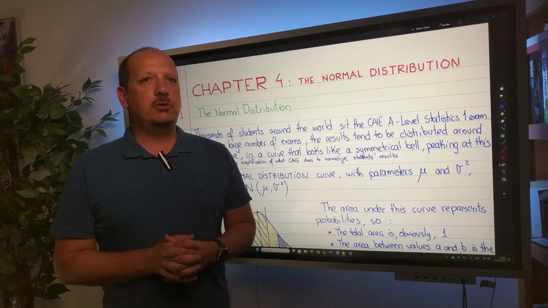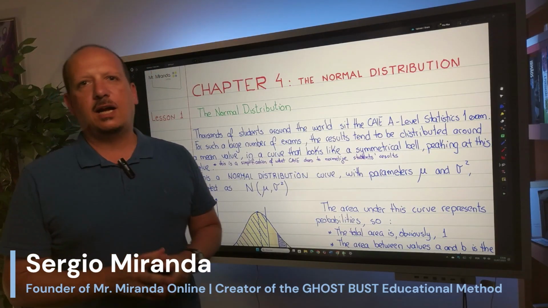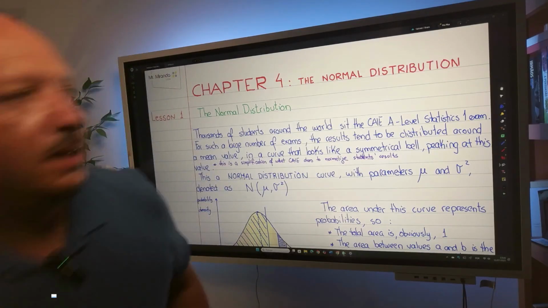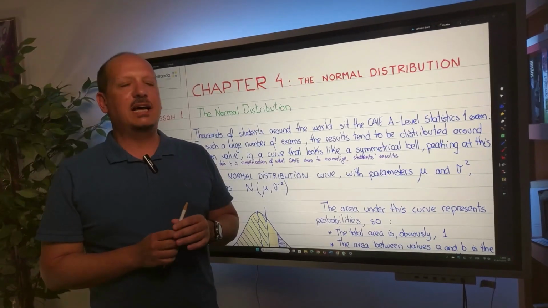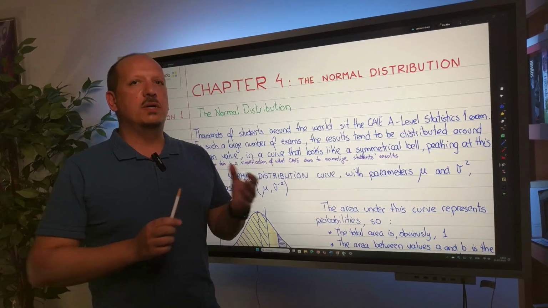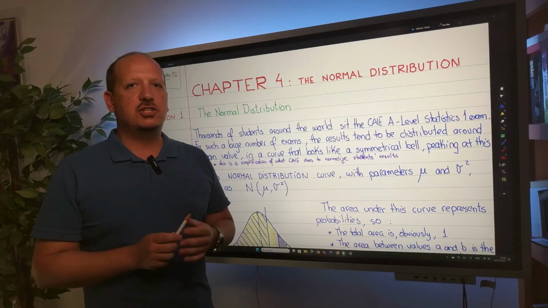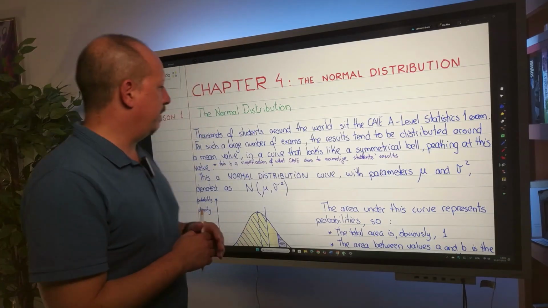The last chapter regards the normal distribution, and this is a distribution that I particularly like because it happens in so many different situations in life. And the example I'm giving here, although it's a very rough simplification, it links to you, and that's the reason why I mention it at all.